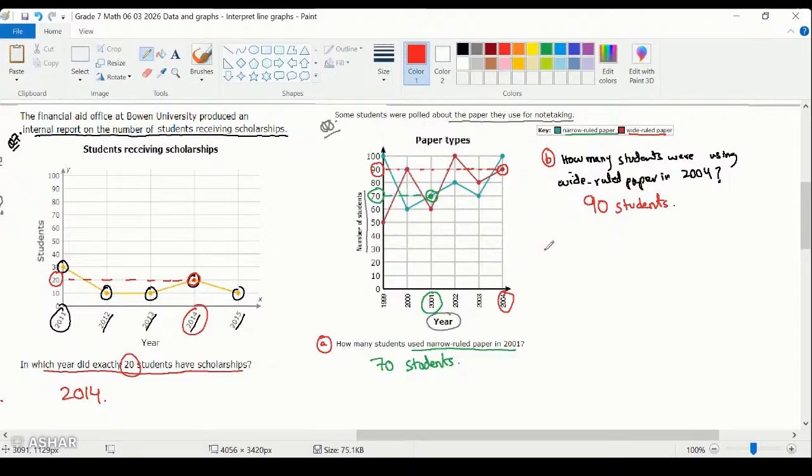The next part is part C. In which years did students prefer a narrow ruled paper over a wide ruled paper? So what were the years?